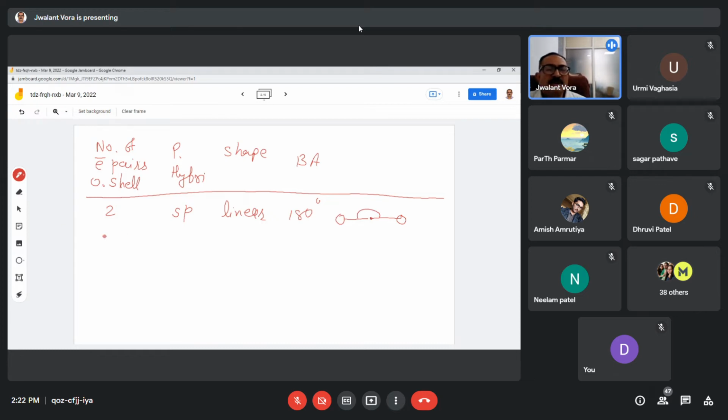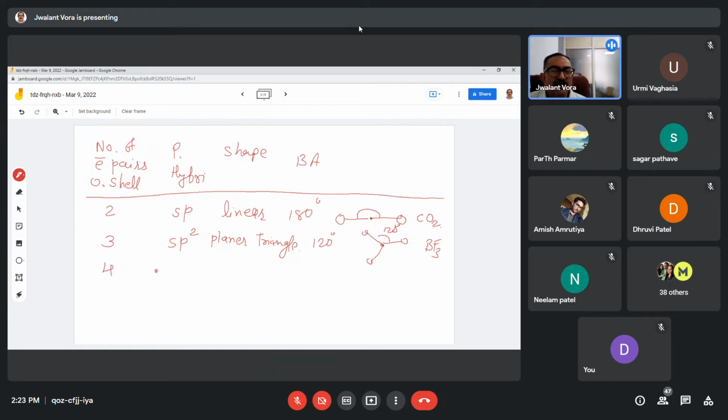If the number of electron pairs in the outer shell is equal to 3, then it can be sp2 hybridization with a planar triangle shape, with a bond angle of 120 degrees, like the BF3 molecule.